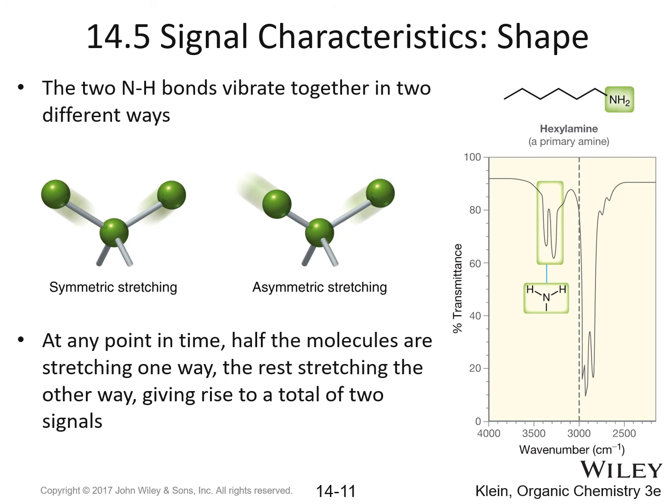So again, the primary amines will show two signals because the NH bonds can vibrate in different ways. We can have symmetric stretching or asymmetric stretching. You don't necessarily have to know the exact types of stretching. However, knowing that a primary amine gives two peaks is the important part here.